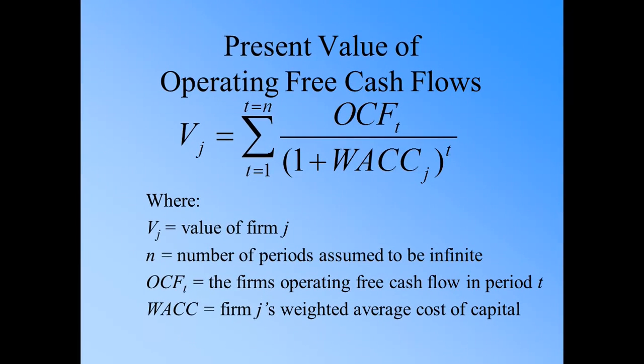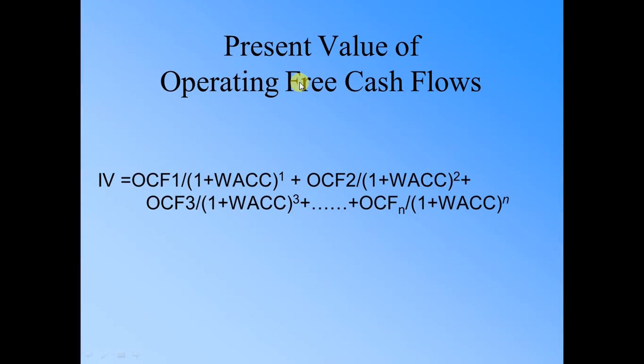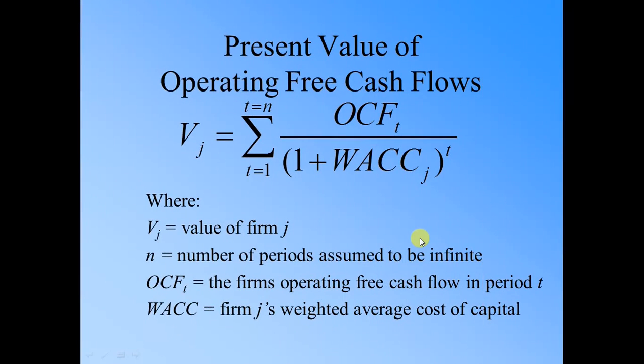And this is the formula of the intrinsic value or the present value of the operating cash flows. If we have, for example, 5 operating cash flows, we will discount each operating cash flow by the WACC. To simplify it, we can write it in this way, that this is the present value of the operating cash flows discounted by the value of the WACC.